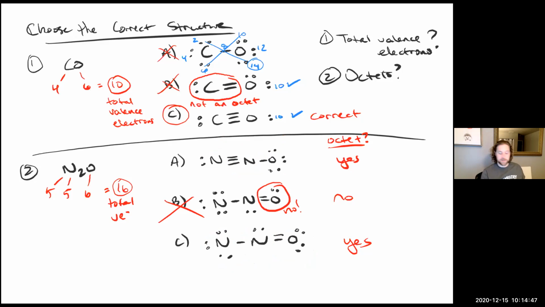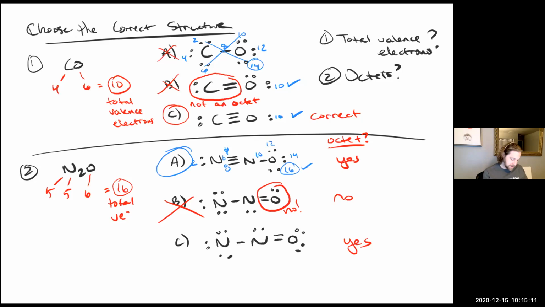And let's count electrons now. This triple bond is 2, 4, 6. Let me do it the way I did it previously. So 2, 4, 6, 8, 10, 12, 14, 16. Okay, so this one has 16. It has an octet and 16, so A is a contender.